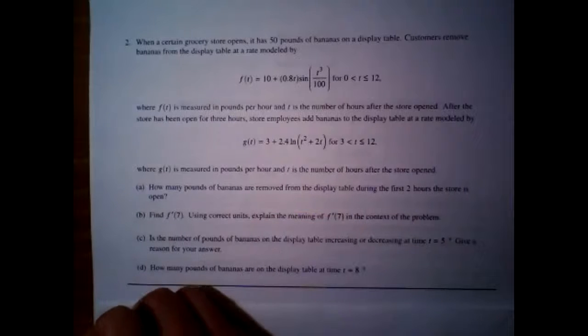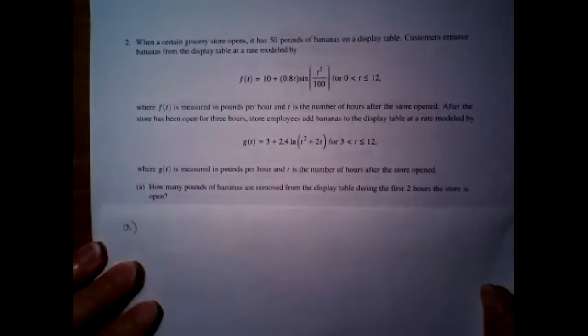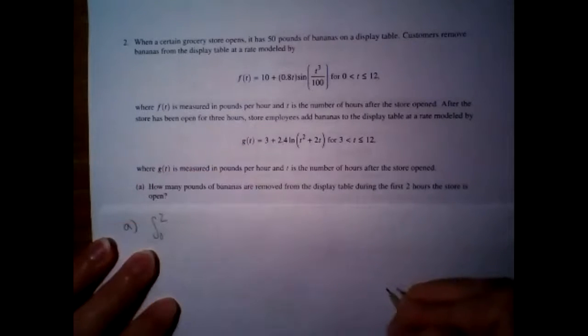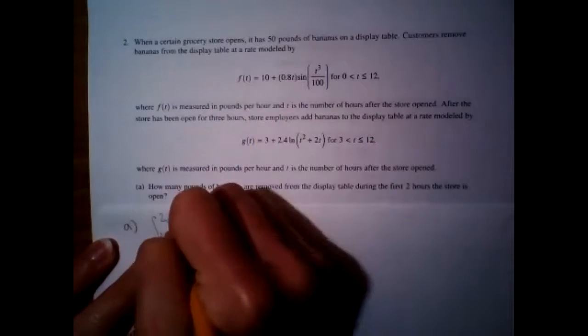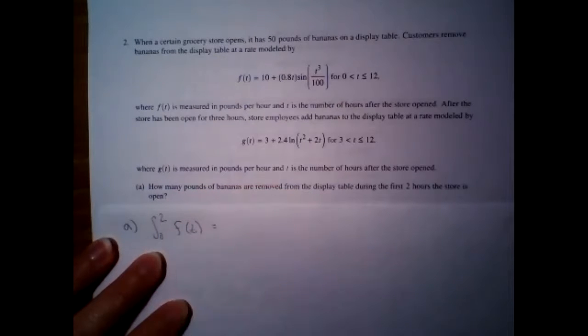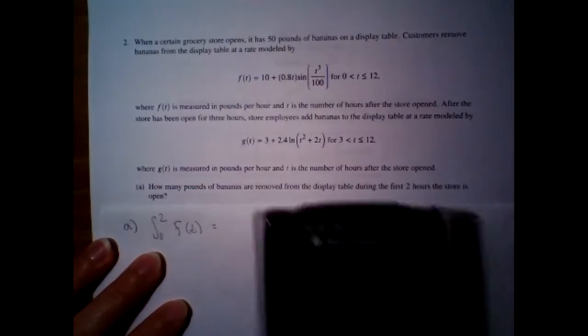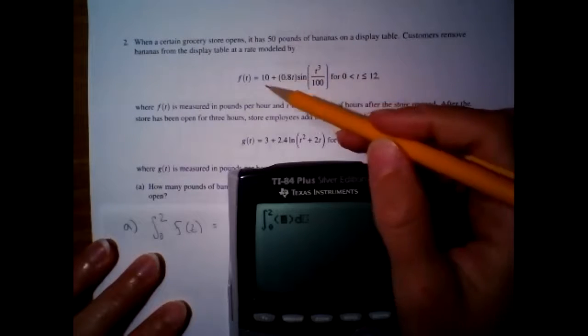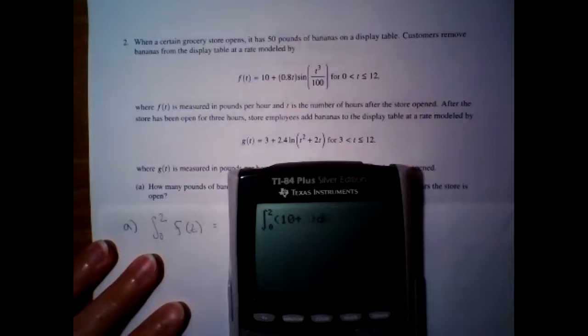So letter A, how many pounds of bananas are removed from the display table during the first 2 hours? We want to accumulate removed bananas from 0 to 2, and f of t is the rate out. So integral 0 to 2, f of t dt, and we're going to type that in. All right, so that's math 9, 0 to 2, and then again, they're not going to give you a nice function. It's going to be something awful, so you've got to get used to typing these. So 10 plus 0.8x, close parentheses, sine of x to the third over 100, close parentheses, dx.